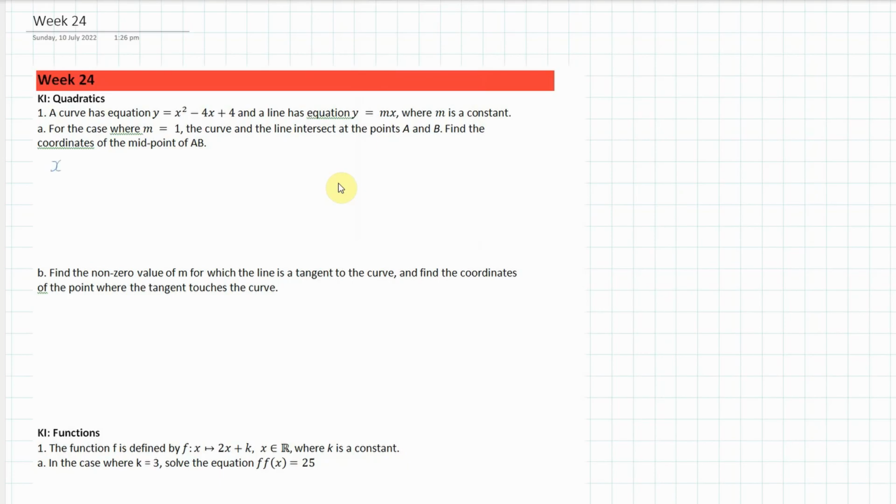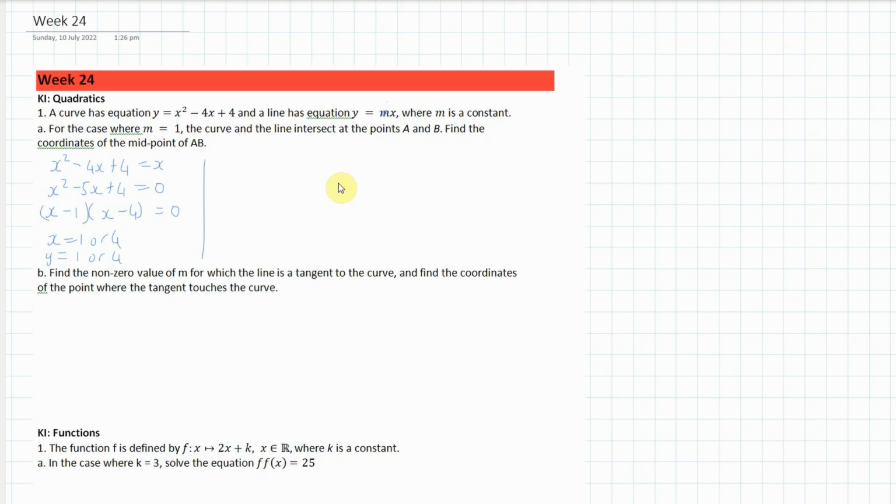So first of all, we need to find A and B. So I'm going to make the curve and the line equal to each other, and then I can bring everything across to one side. And you can hopefully see that I can factorize it like so, and so I get x is equal to 1 or 4. Now, I can put in my y values and I'll find out that y is also equal to 1 or 4, given that m is 1 here, so y equals x.